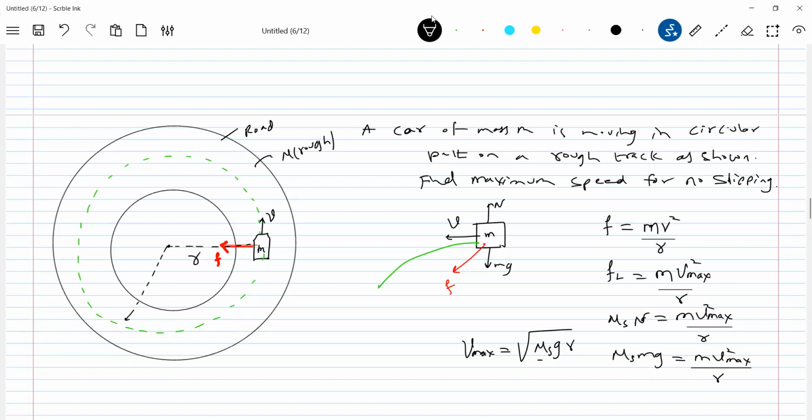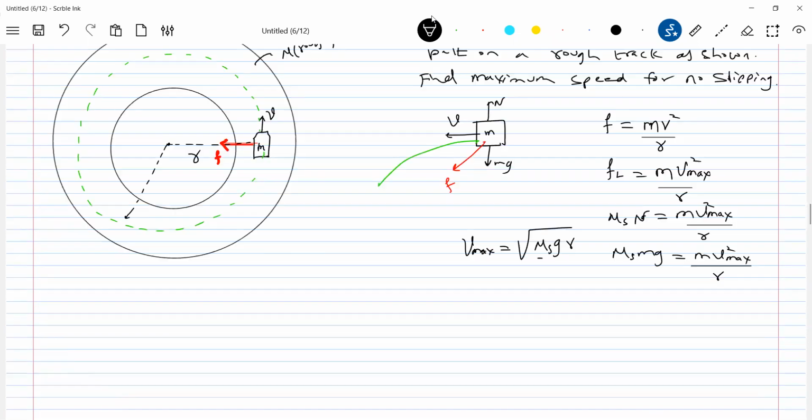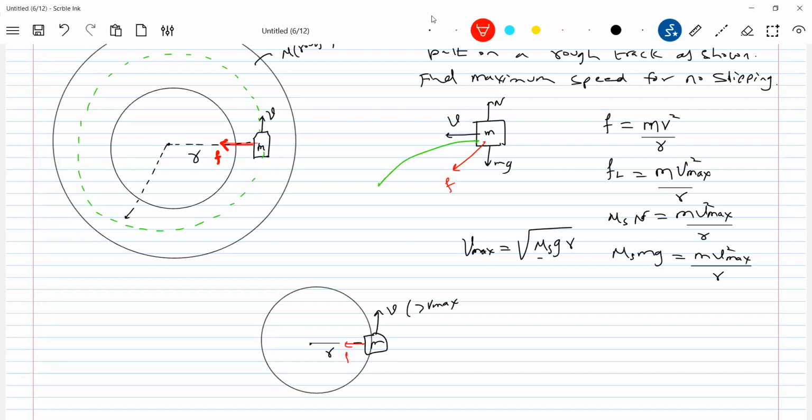It cannot complete the circular path means what actually happens there? If this is the path and the car is here, and its speed is greater than v max, though limiting friction acts, it will not be sufficient. It is going to leave the path. It is going to go like this. Somewhere if a lake is there, you are going to fall into that lake. If there's some valley, you are going to fall into that valley.